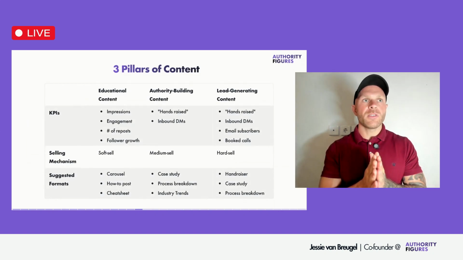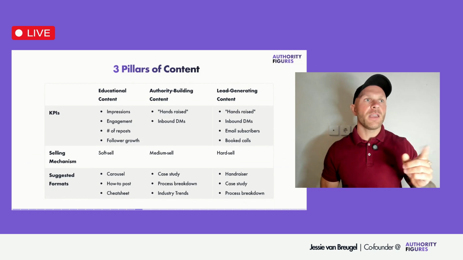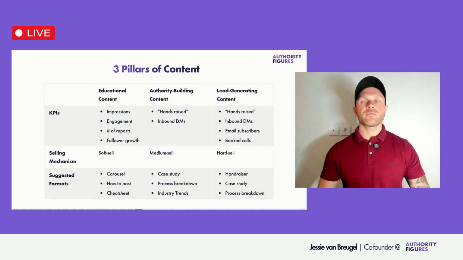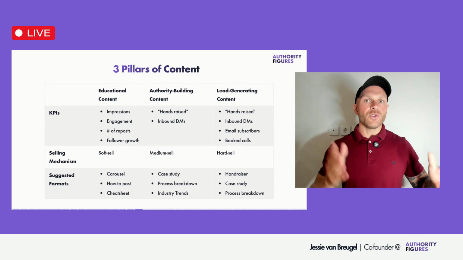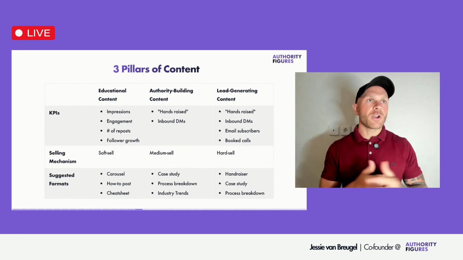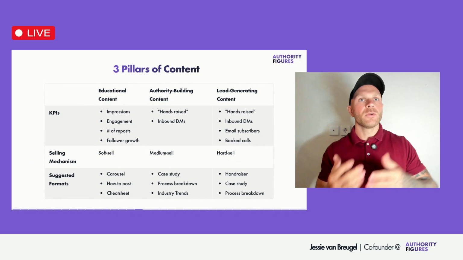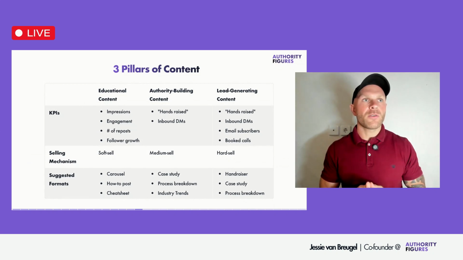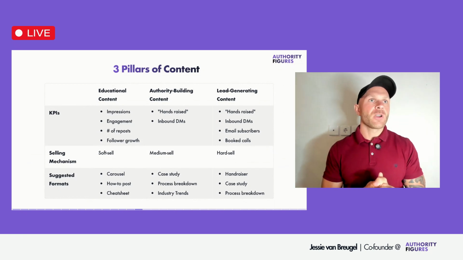So the interesting thing here to notice is that I've added a row with KPIs, because it's very important to understand which type of content you're utilizing at what point and what the goal of that content is. Like I said, the goal of educational content is to help people solve a problem, to build trust, to build goodwill with your audience, to fill up the know, like, trust meter, if you think back of yesterday.